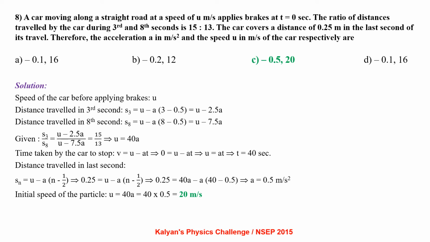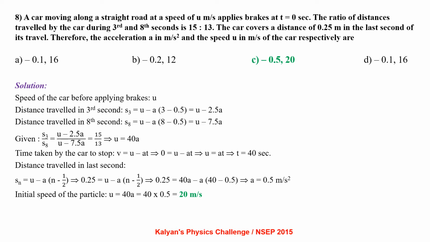Distance travelled in 3rd second s3 equal to u minus a into (3 minus 0.5), that is u minus 2.5a. Distance travelled in 8th second s8 equal to u minus a into (8 minus 0.5), that is u minus 7.5a. Taking the ratio s3 by s8 equal to (u minus 2.5a) by (u minus 7.5a), that is 15 by 13. So u equal to 40a. Time taken by the car to stop: v equal to u minus at, 0 equal to u minus 40at, that is t equal to 40 seconds.